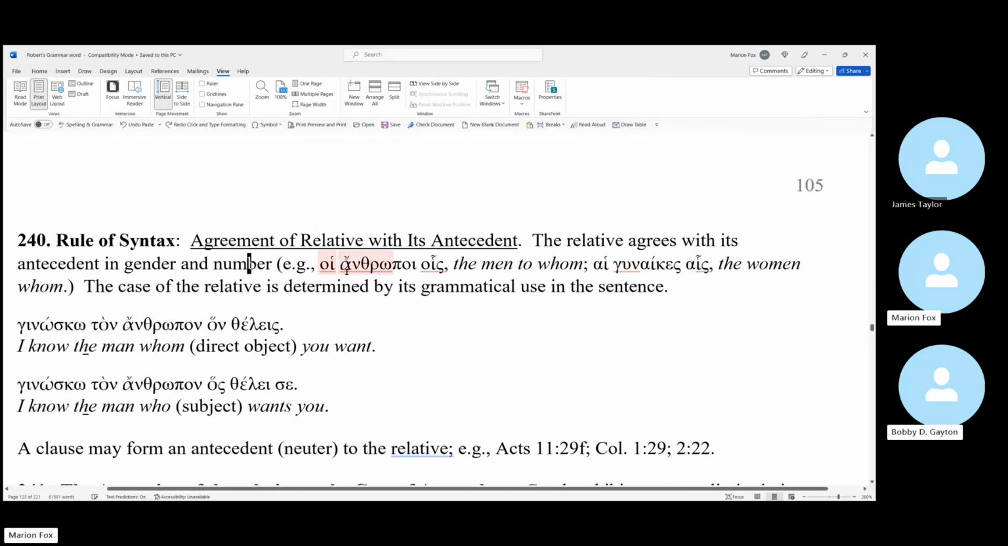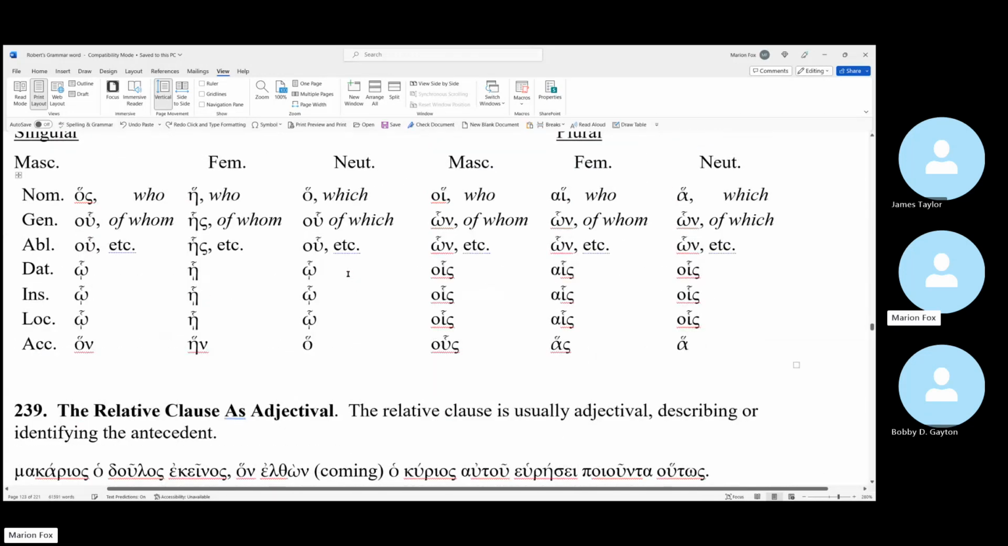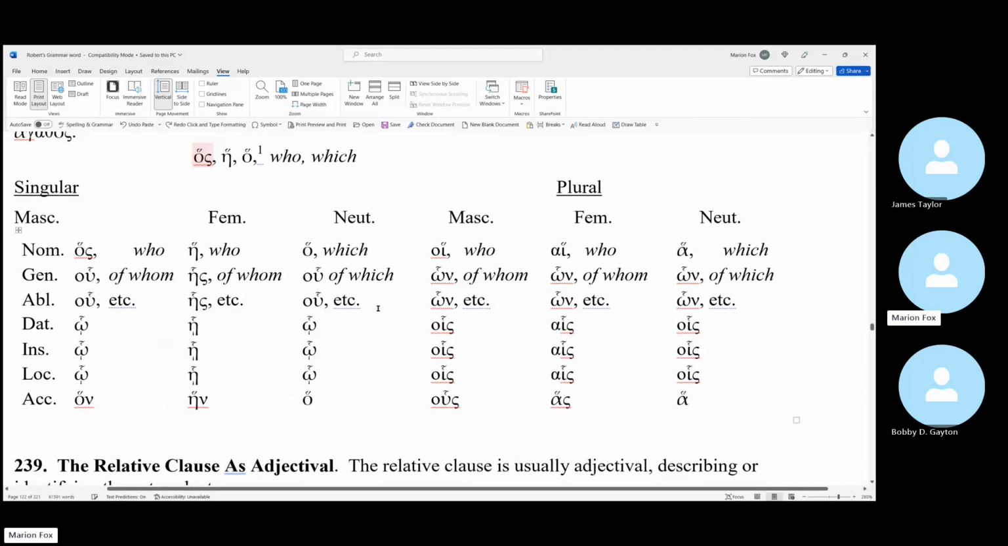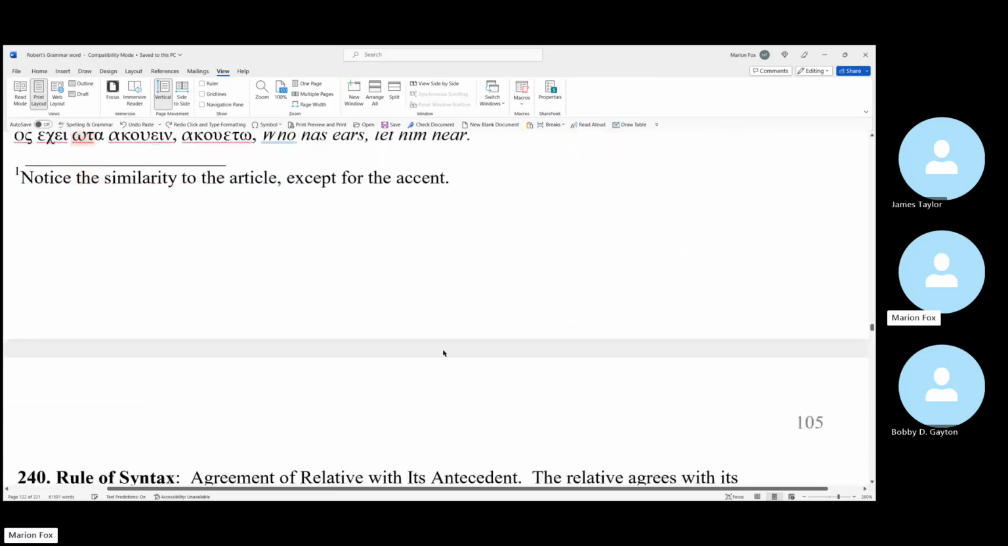The man to whom this is, let's look back up now. To whom, it's this form right in here. Dative, instrumental, locative, masculine, or it could be neuter. Now I know it's masculine because it's men. So that's why I know it's masculine.